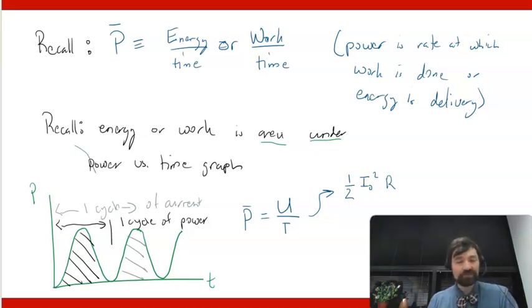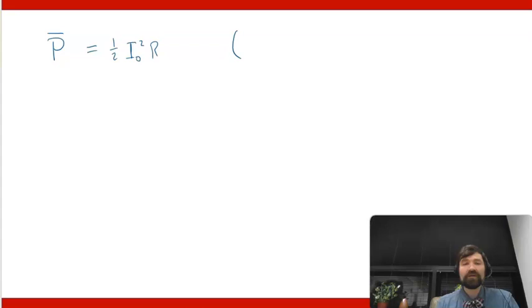So let's write that down again. Average power for the AC signal is 1/2 of the maximum current squared times resistance. The maximum power, for what it's worth, is just I0 squared times R. Okay, so this is an average, this is a maximum.